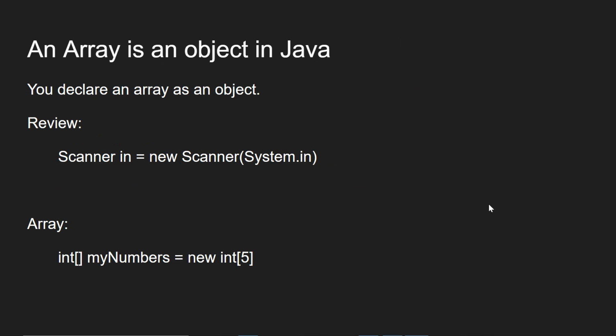So to review, we did the Scanner in before. And let's talk about that syntax just real quickly as a review. Scanner in. So Scanner is the object. In is the variable name we're assigning to that object. So we're going to reserve the name. Say, hey, in is going to be a Scanner. Then new Scanner(System.in) creates an instance of the Scanner class.